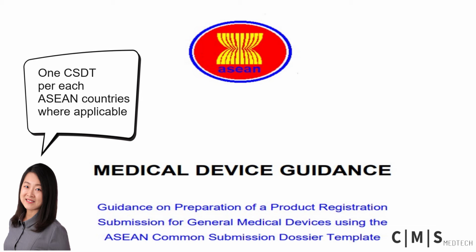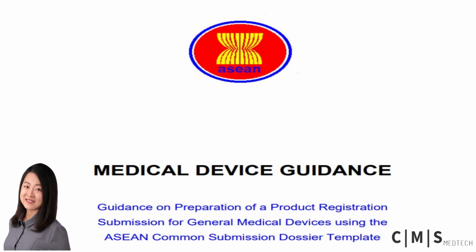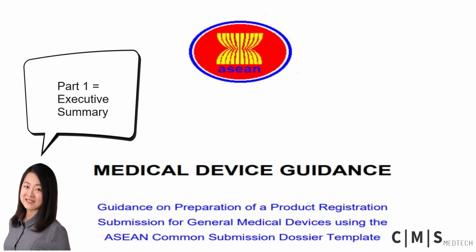As such, we would use the Singapore CSDT format as material today to explain the CSDT requirements. We would use an orthopedic implant to illustrate this. The first thing to note is that we are going to split the CSDT into two parts. The first part is the executive summary, whereby the objective is to give the reader a good general idea what the medical device is about.